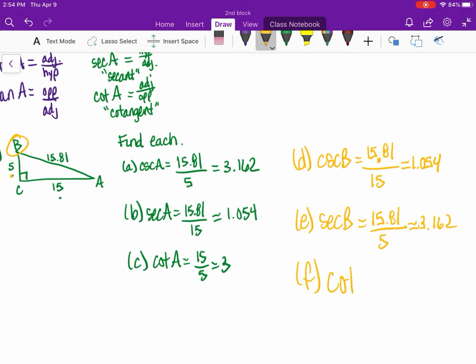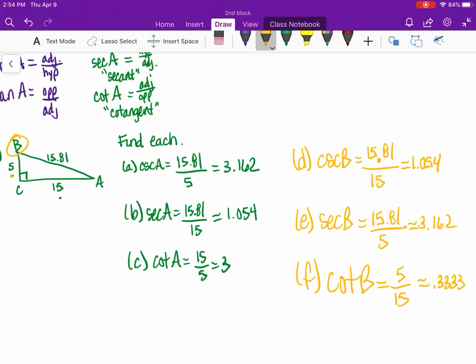And then finally, the cotangent of B, this time is going to be 5 over 15 because we have adjacent over opposite, and so that's going to be about 0.333, that is.